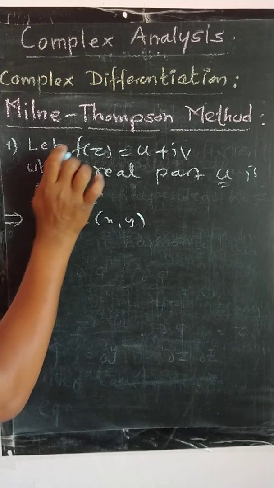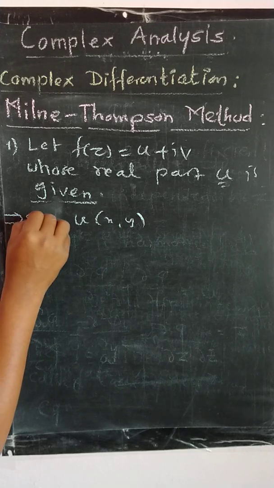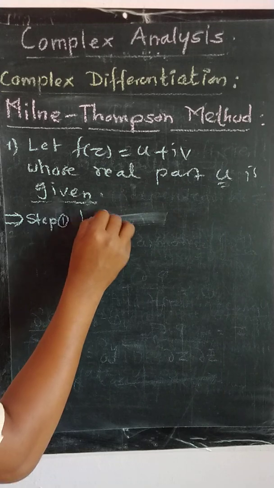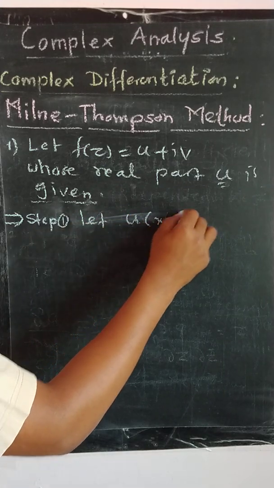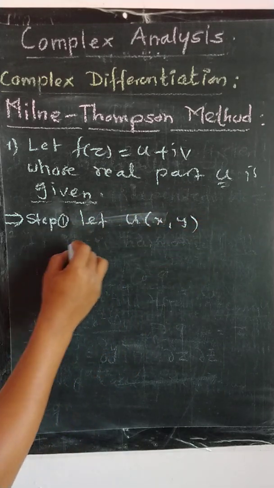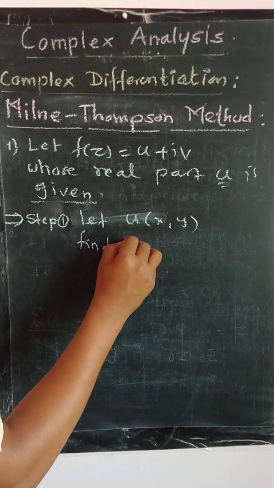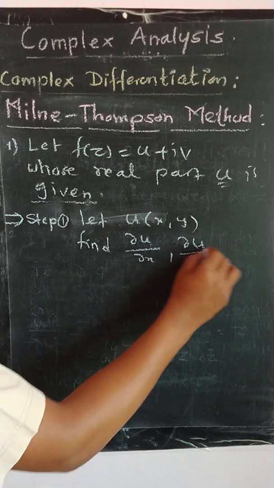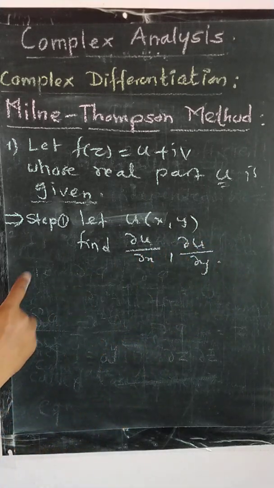So step 1, we can say step 1 is let the given function u of xy. So with the help of that we can find partial derivative of u with respect to x and partial derivative of u with respect to y. These are only the two things we can find.